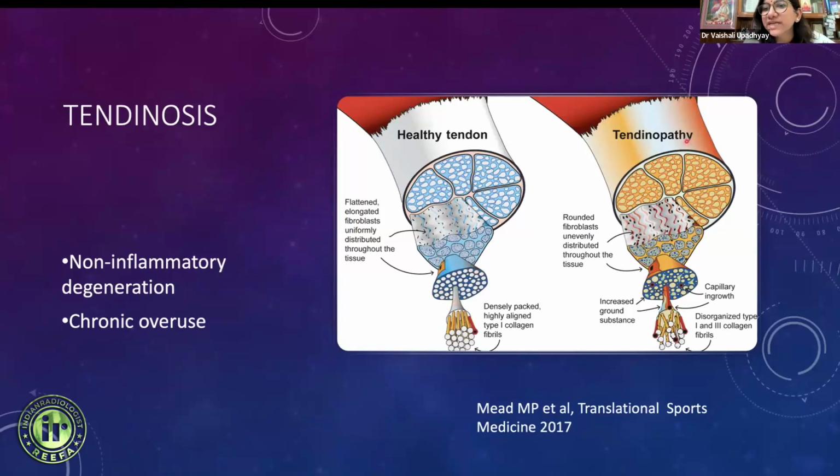But when we think of tendinopathy or tendinosis, as you can say, what happens is that there is a disorganized or a haphazard arrangement of the collagen fibers, and even the fibroblasts have an uneven distribution throughout the tissue. There is some neovascularity with increased ground substance. So remember that we do not use the term tendinitis for this because this is all non-inflammatory degeneration. So we call it tendinosis or tendinopathy.